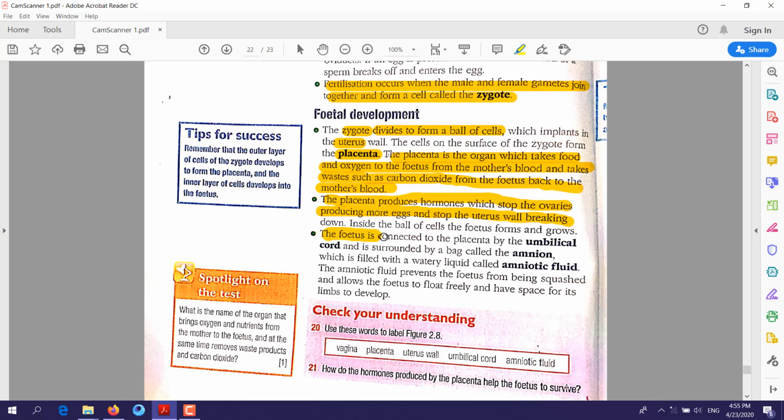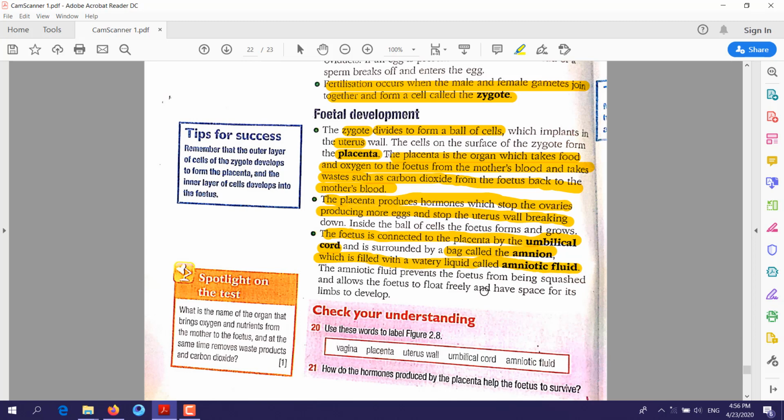Then the fetus is connected to the placenta by a structure we call the umbilical cord. So the umbilical cord is the structure that connects the fetus with the placenta. Then if you study the structure of the fetus, you will see it is covered by a sac or a bag. They call it the amnion. And this sac is filled with a watery liquid. They call this watery liquid amniotic fluid.